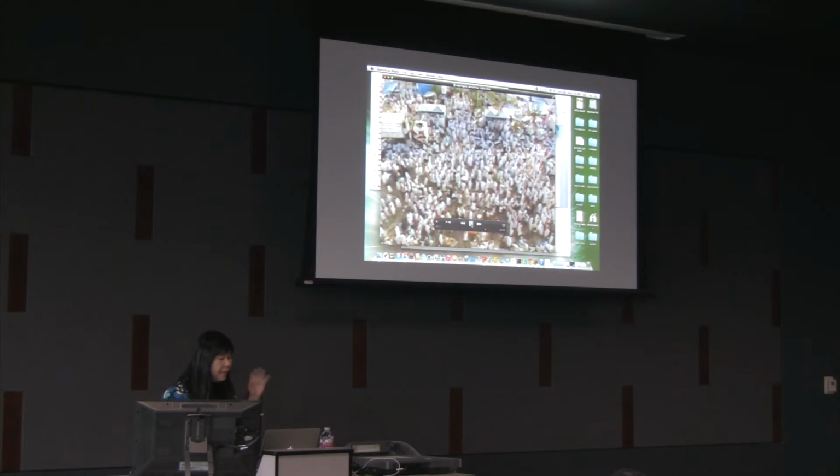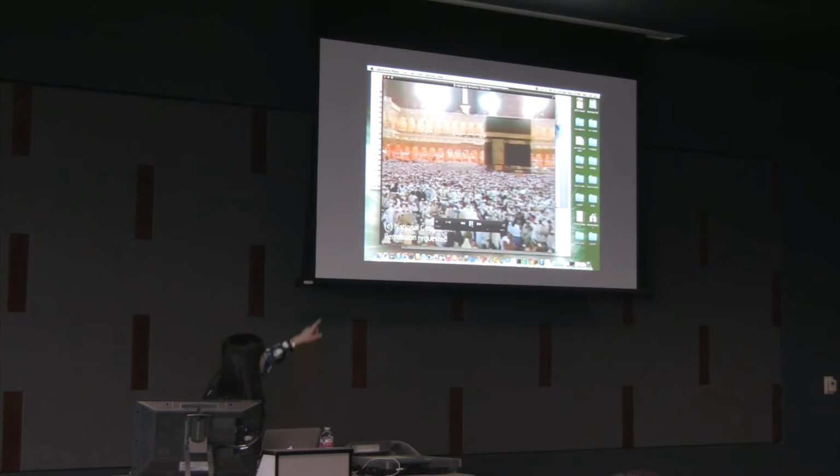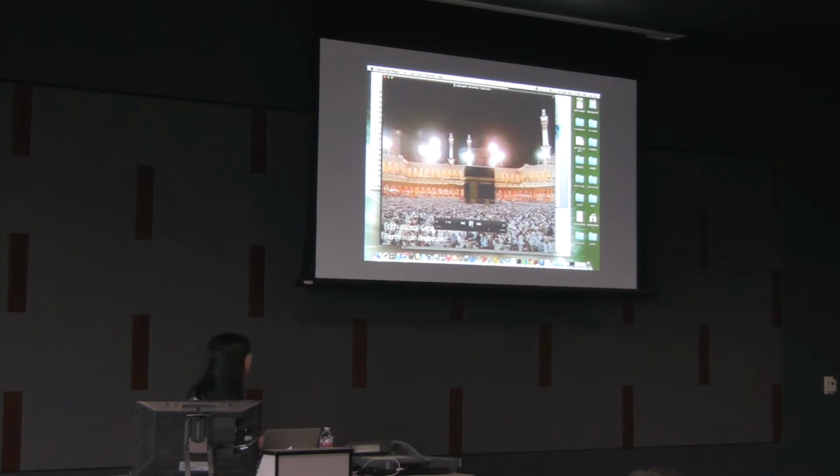That was from the National Geographic images, the footage. This is what our simulator does. And here we're talking about a million people on the campground. This one right here is about 250,000. This is also from National Geographic. And you can see how the crowd moves around.